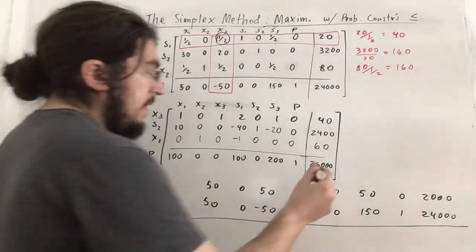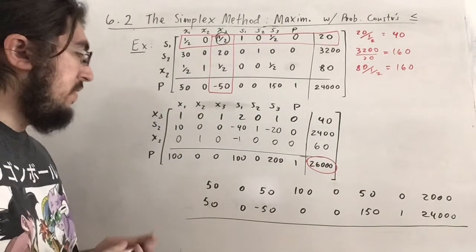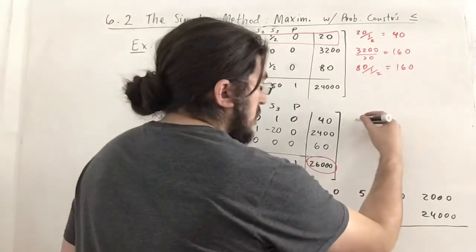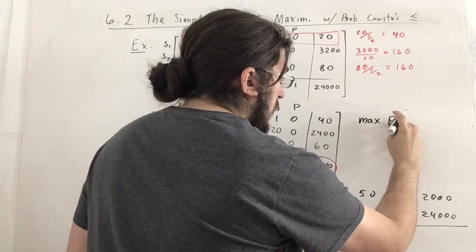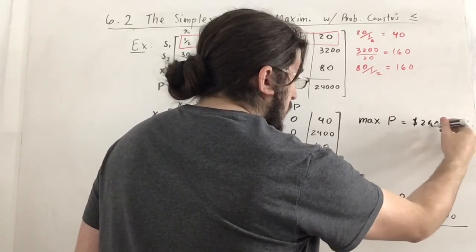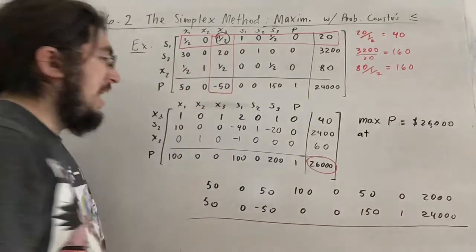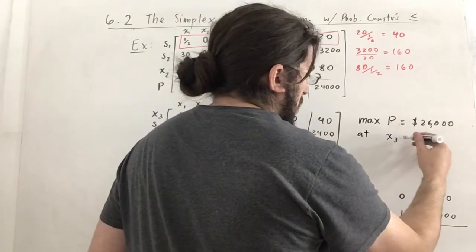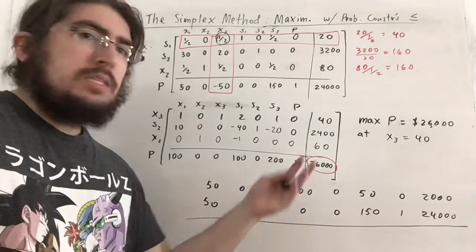Meaning, this is our maximum, and it occurs at which values for x1, x2, and x3. It's a little funny, but just hear me out. So our max profit P is equal to 26,000. Let me write the dollar symbol. And this occurs at x3 equals 40. Remember, x3 was how many acres you have for crop C. So it's 40 acres for crop C.